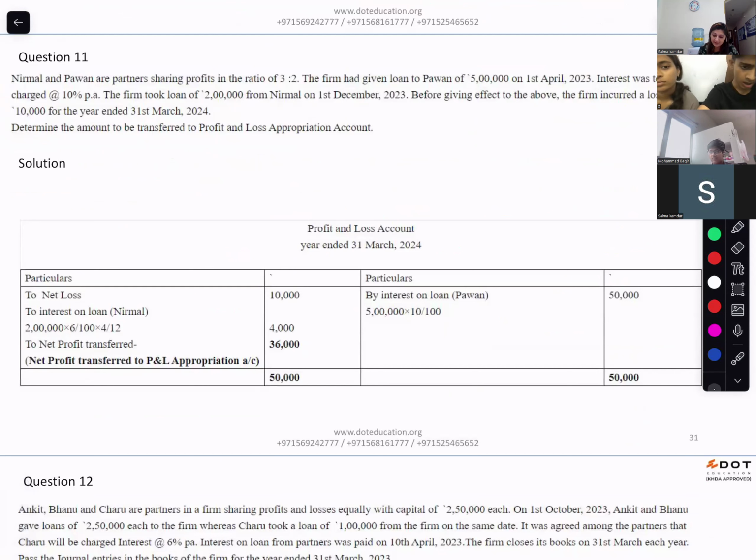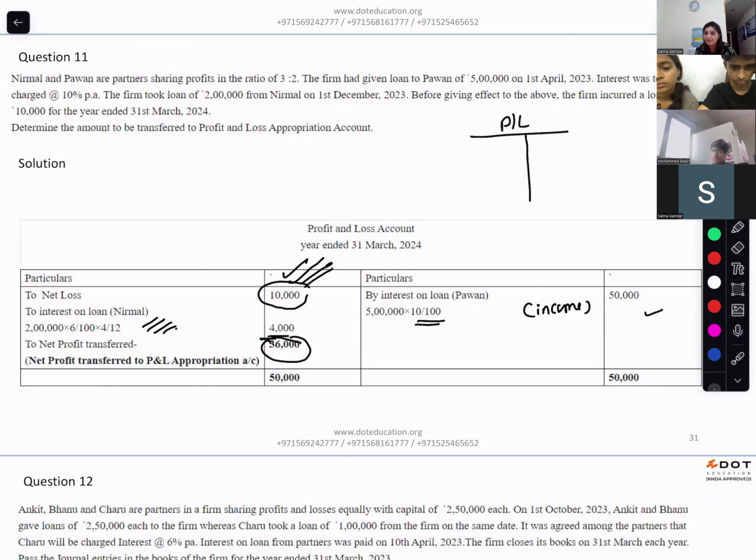Yes, 10,000. So if I make the profit and loss account, I will know the amount that is to be going to the appropriation account. So the firm has a loss of 10,000. This is the loan from Nirmal. And this is the income for the firm where the firm had given a loan to Pawan at 10%. So when I make the account, I can get the amount that is transferred. This is the logical method.